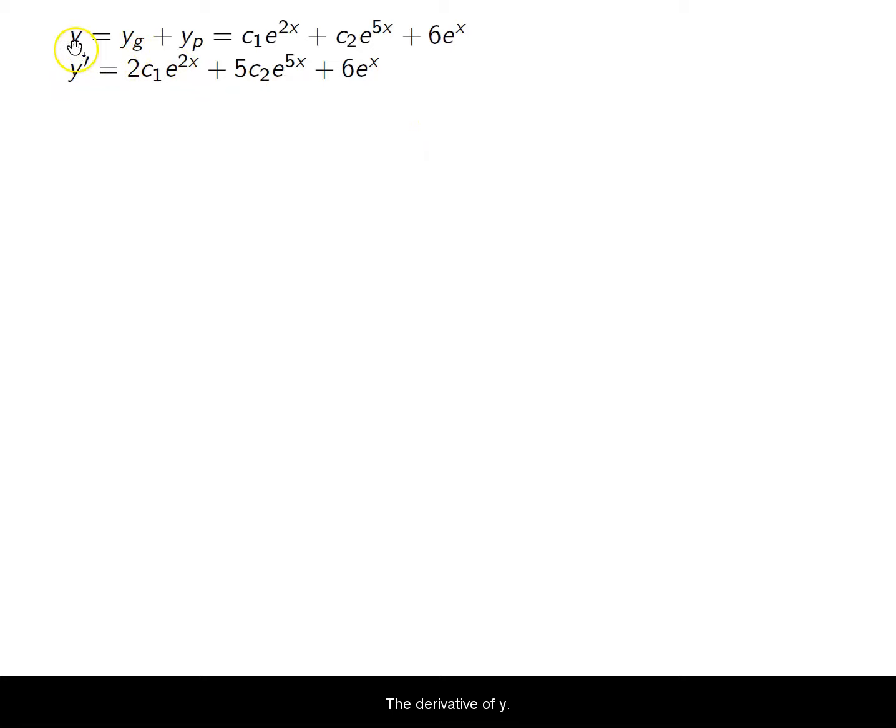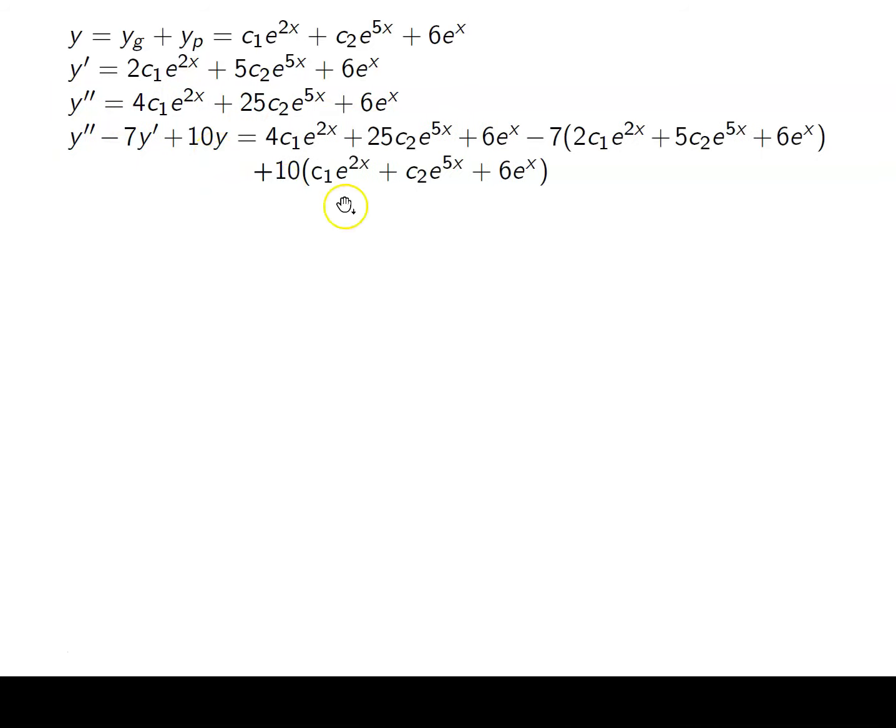The derivative of y will be 2c1 e to the 2x plus 5c2 e to the 5x plus 6e to the x. The second derivative is very straightforward. It's really just me adding those two second derivatives together, okay? When I plug this into my DE, right, I'm plugging in y double prime minus 7y prime plus 10 times my y function.